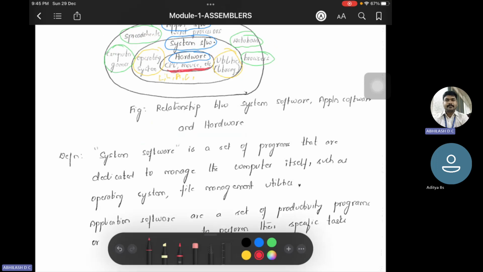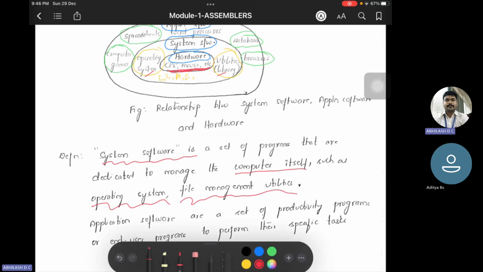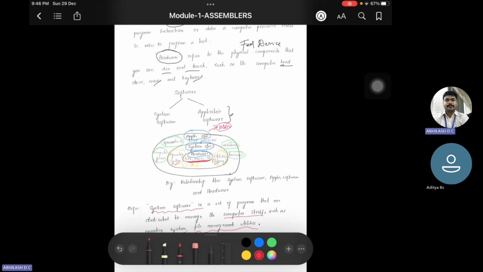The definition of system software goes this way: a system software is a set of programs dedicated to managing the computer itself, such as the operating system and some file management utilities. Application software is a set of productivity programs, or end user programs, to perform a specific task. Any application sits on top of the system software, and only via the system software can it gain access to any particular hardware. This we have to understand.